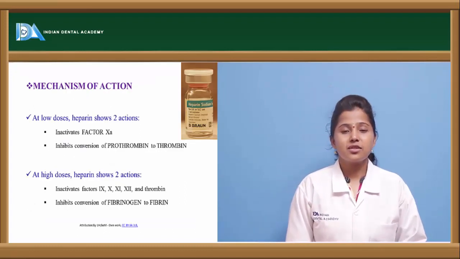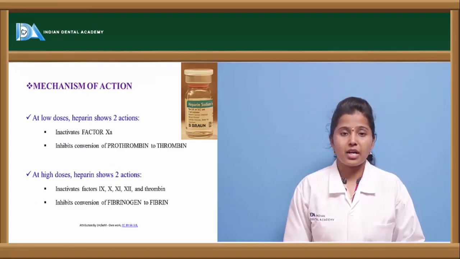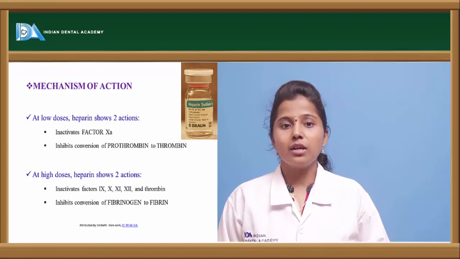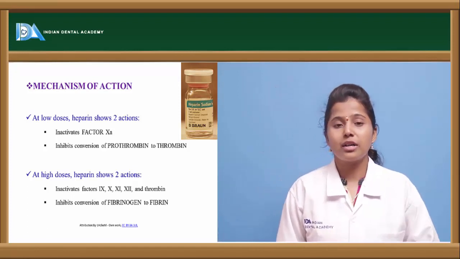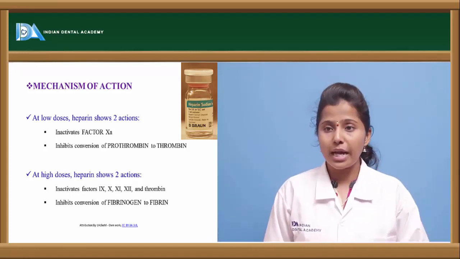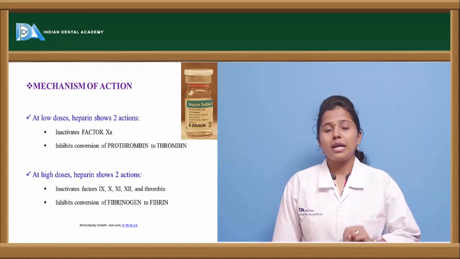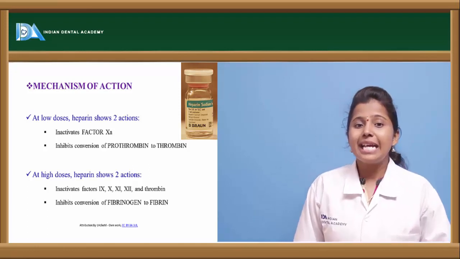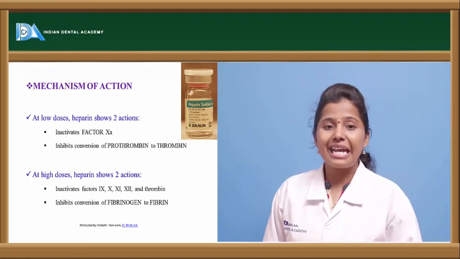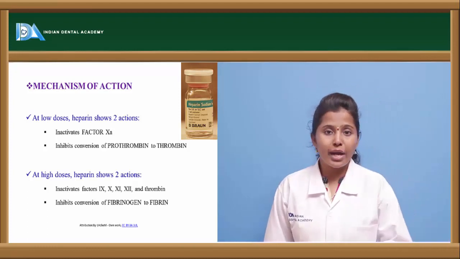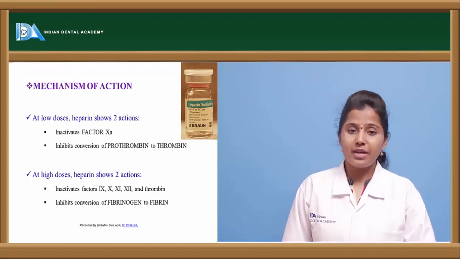Let us see the mechanism of action of heparin, how heparin acts in the body. If heparin is given in low doses, it shows one action, and if it is given in high doses, it shows another action. In low doses, heparin shows two types of mechanisms. One is that it inactivates factor 10A. All these factors are present as 1A, 2A, 3A, 1B, 2B, 3B, etc.